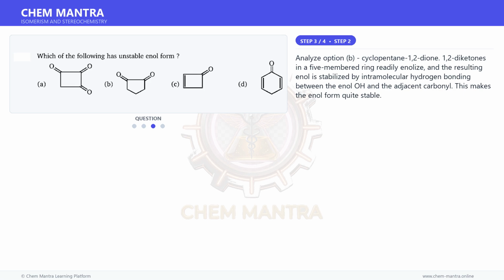Analyze option B, cyclopentane-1,2-dione. 1,2-diketones in a 5-membered ring readily enolize, and the resulting enol is stabilized by intramolecular hydrogen bonding between the enol and the adjacent carbonyl. This makes the enol form quite stable.